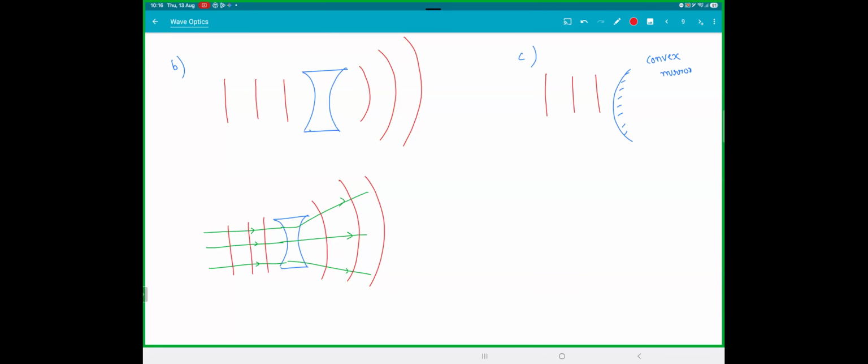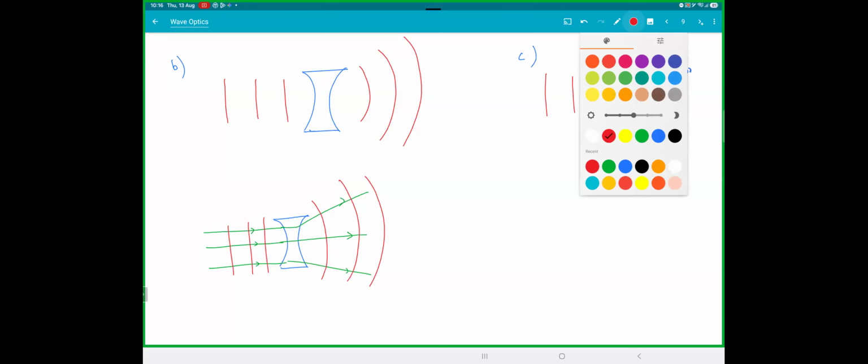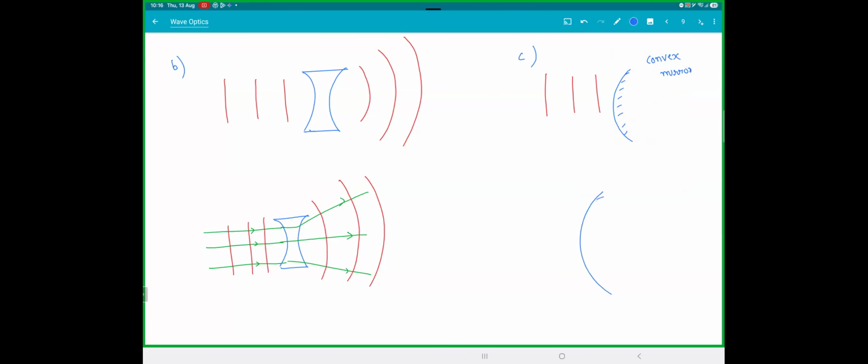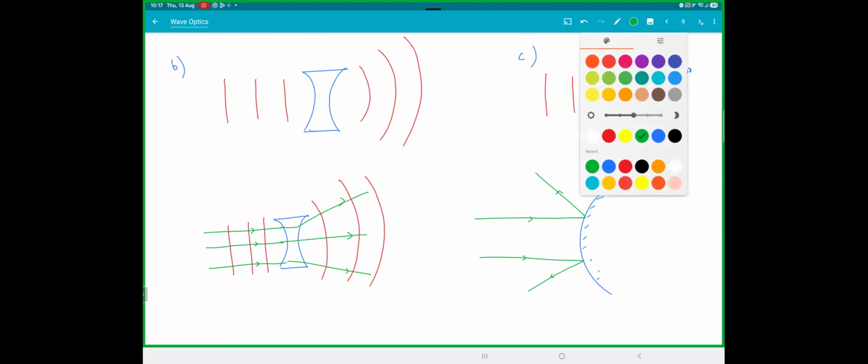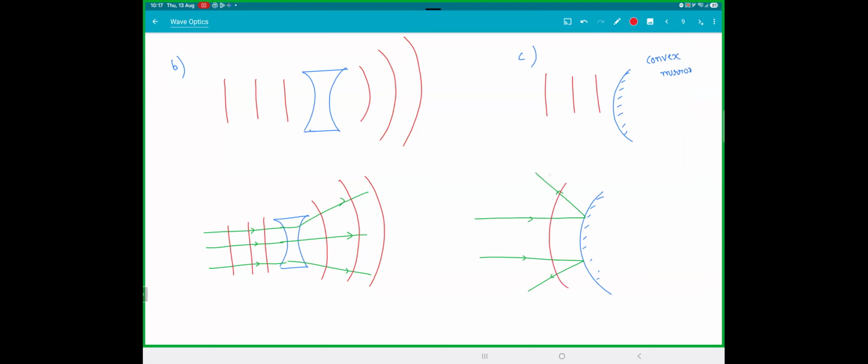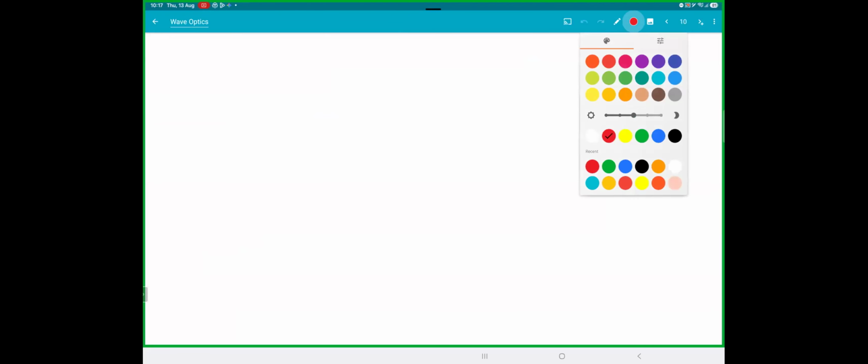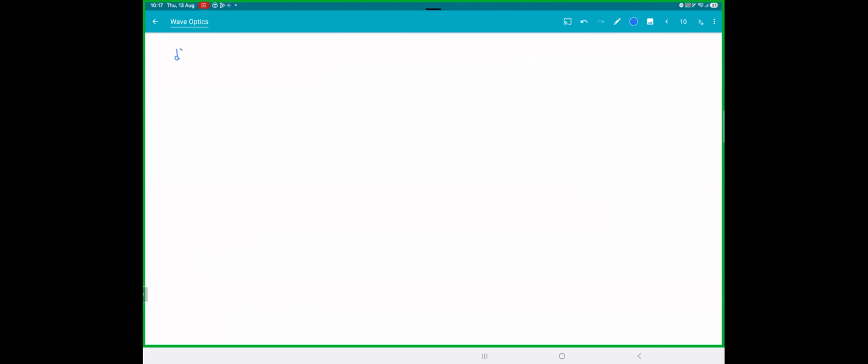Let's see. Again, let's draw the picture here. If you send parallel light rays here, they would bounce off like this. So if you send parallel wavefronts, they would come out like this. So this will go and these will come out. Again, diverging wavefronts. I hope you're getting the idea there.